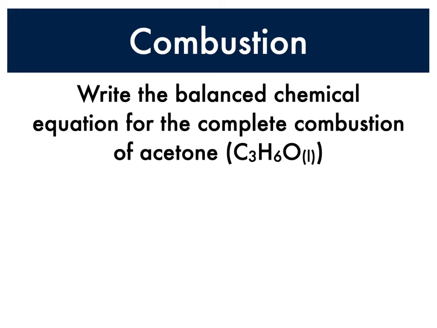So let's look at an example of a combustion reaction that you might want to complete. It says write the balanced chemical equation for the complete combustion of acetone, generally a liquid at room temperature, C3H6O. And so you want to start by writing out your hydrocarbon. You want to add oxygen gas. Your arrow to produce is going to be CO2 and H2O. So go ahead and write out that combustion reaction and then see if you can balance it. Go ahead and pause the video while you do that.